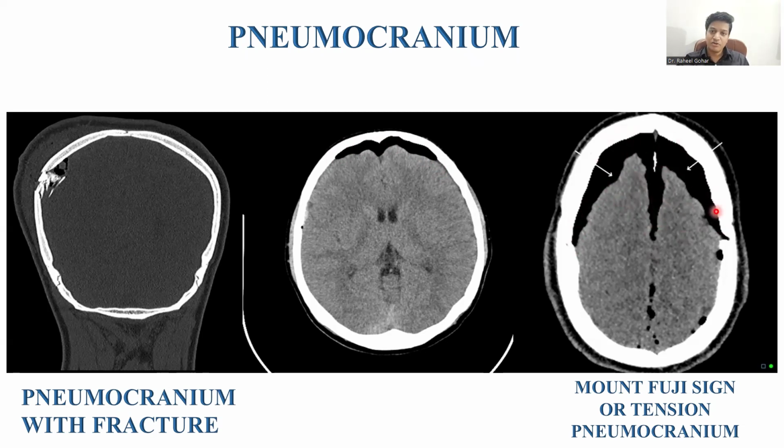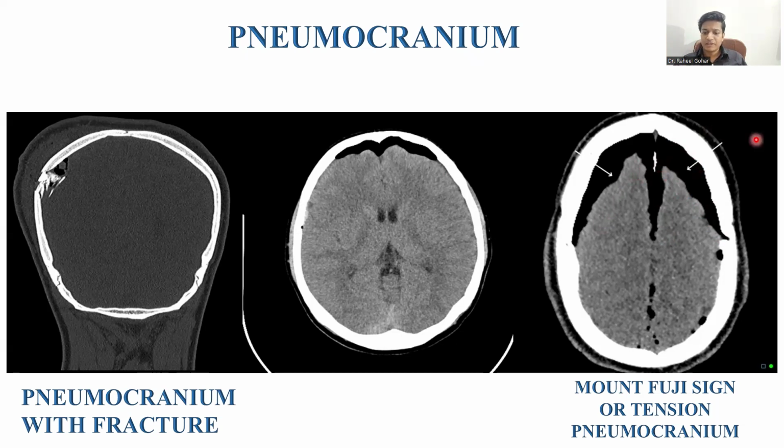This is important because usually we manage the pneumocranium conservatively, we apply high flow oxygen and usually the pneumocranium gets resolved. But sometimes a patient comes to us with a tension pneumocranium, meaning there is tension inside, and it is producing mass effect. It is raising the ICP. Like here in the Mount Fuji sign, there is compression of both the frontal lobes. So in this case we have to intervene and decompress the brain.